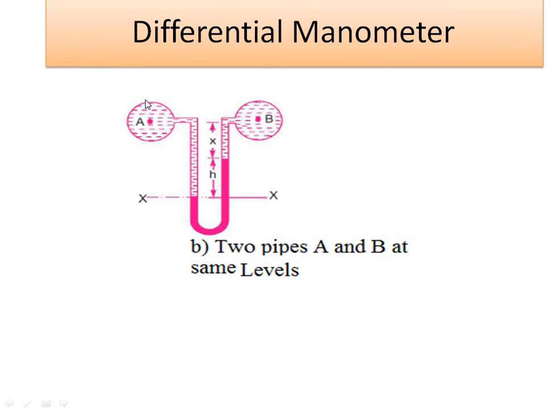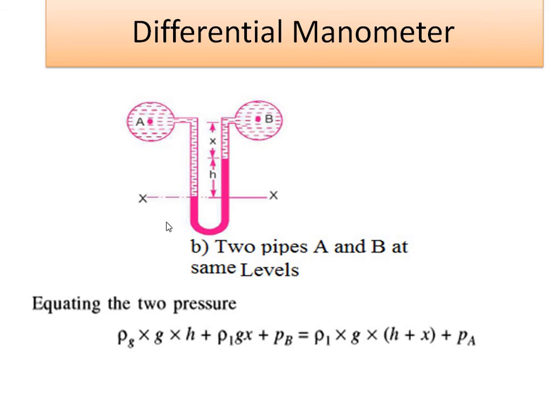If the fluid containers are at the same level and we want to measure the pressure at the same level, then the equation changes to rho g into h plus rho 1 into g into x plus Pb, this side pressure, is equal to rho 1 into g into (h plus x), the total height, plus P.